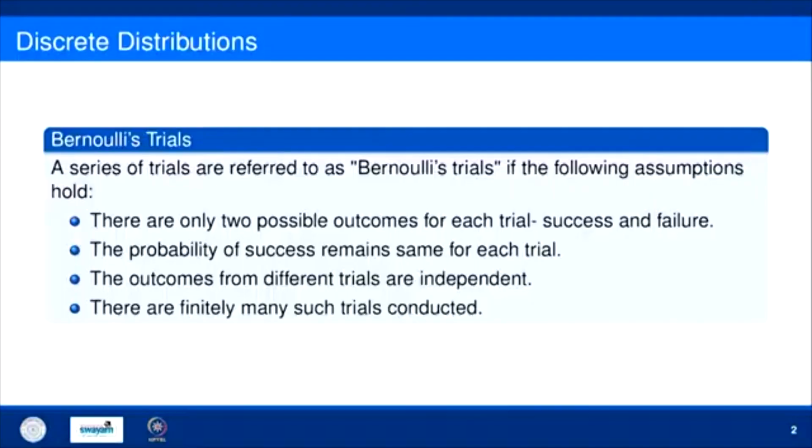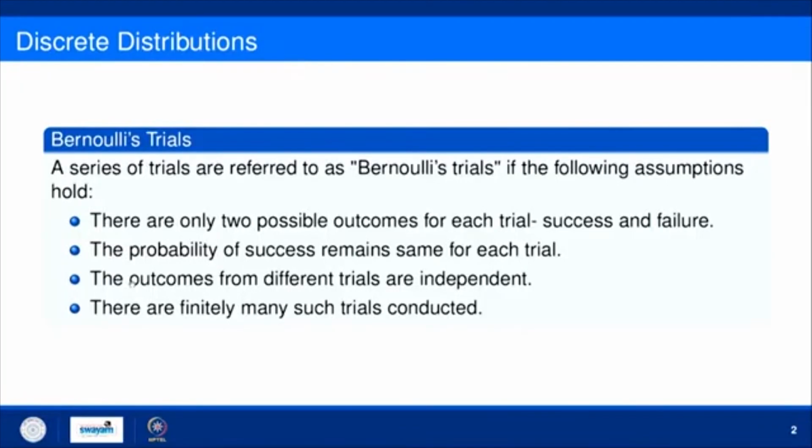Before going to the binomial distribution, what do we mean by Bernoulli's trials? A series of trials are referred to as Bernoulli's trials if the following assumptions hold. So, what are those assumptions? Number 1, there are only two possible outcomes for each trial, either success or failure. So, if we are doing some experiment and there are only two possibilities, either pass or fail, either success or failure, that is the first assumption for Bernoulli's trials.